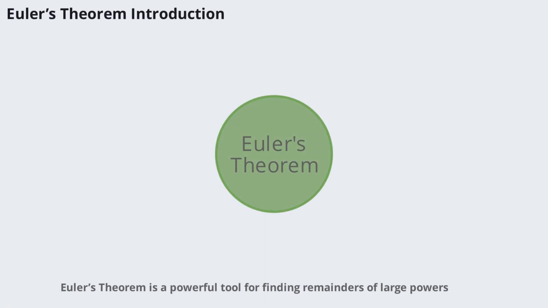Euler's theorem is a powerful tool for finding remainders of large powers, especially when the base and the modulus are coprime. It simplifies complex calculations by reducing the size of the exponent, making it extremely useful in competitive exams. Mastering this theorem will allow you to handle advanced remainder problems with confidence and speed.